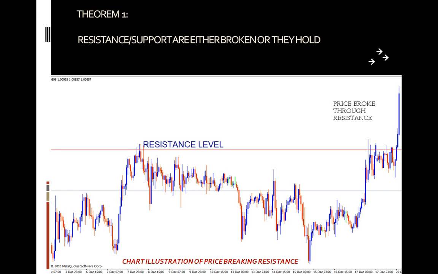So what will happen at resistance level is either the resistance or the support level is holding, preventing price from moving up at resistance level, or preventing price from coming down at support level, or it is broken. And then we can see how price broke through the resistance level. Here is a short illustration of price breaking resistance level.